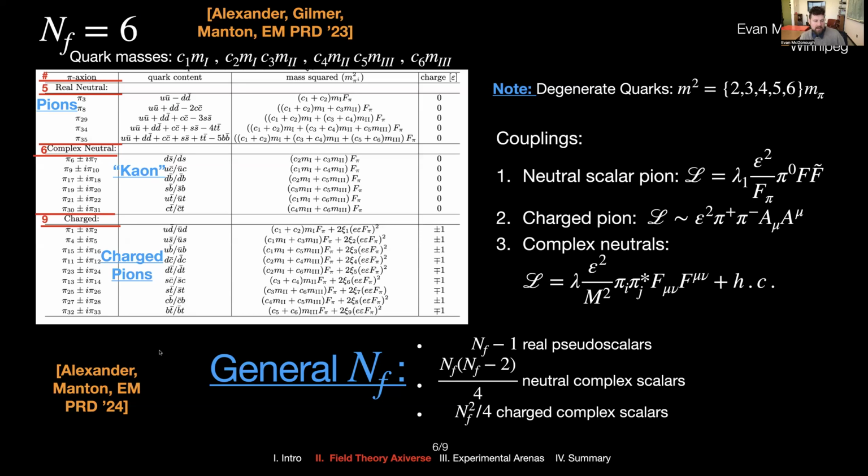Most recently, in follow-up work with Stefan Alexander and Tucker Menton, we looked at the case of general number of flavors. And in this setup, you get, for NF flavors of quark, NF minus 1 pseudoscalar pions, and then scaling with NF squared, the number of neutral complex scalars and charged complex scalars. So there's a lot of structure here to this Axiverse setup.